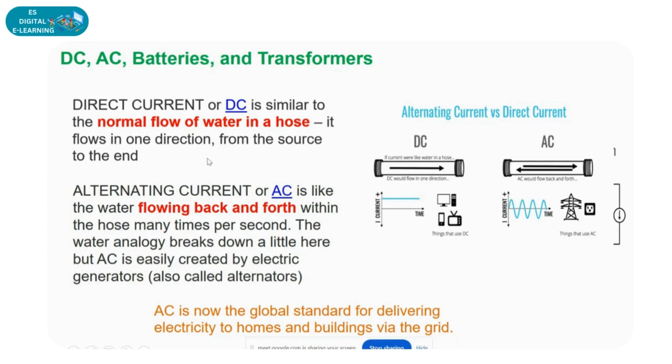It flows in one direction from source to end, and AC is like water flowing back and forth within the hose. So it will also be decided by the time. Whatever current we are transferring should be with respect to that time: how much flow will be happening, and what time it is taking. That will be decided by that time.